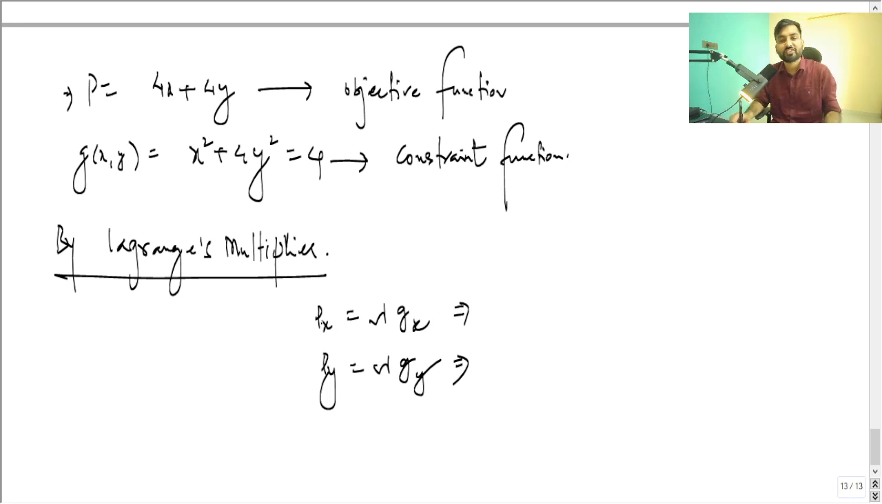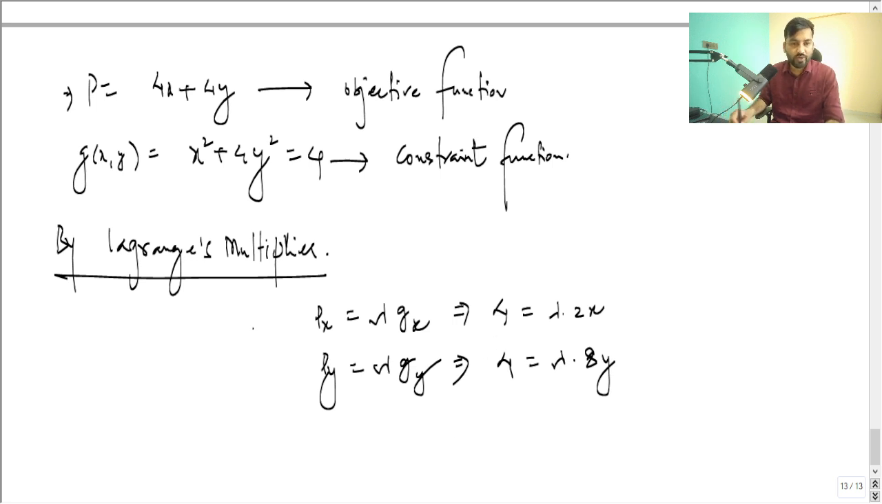So what is the partial derivative of this objective function with respect to x? That is going to be 4 only, because if you differentiate 4y, that is going to be 0, equal to lambda times gx. So this is going to be 2x, and this is also going to be 4, equal to lambda times this 8y, right?